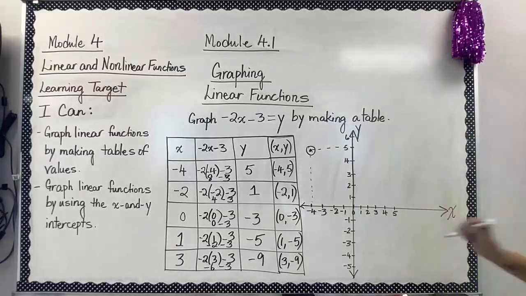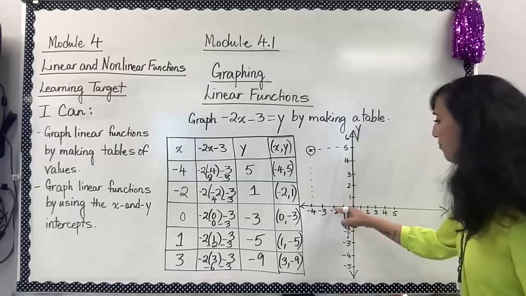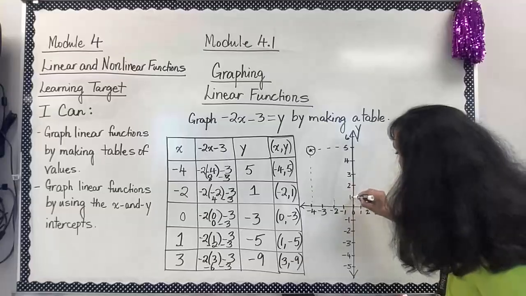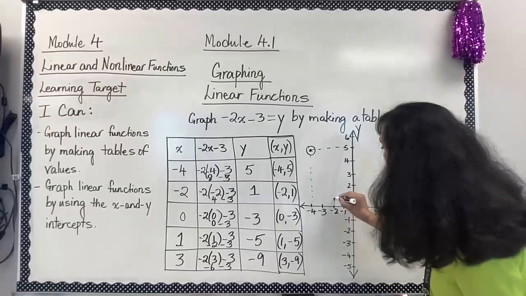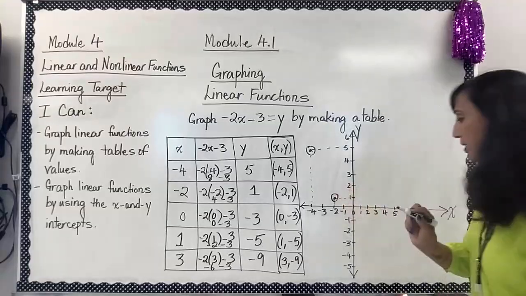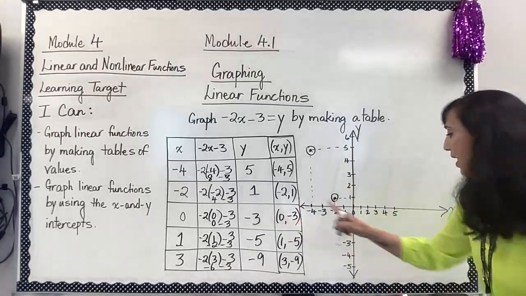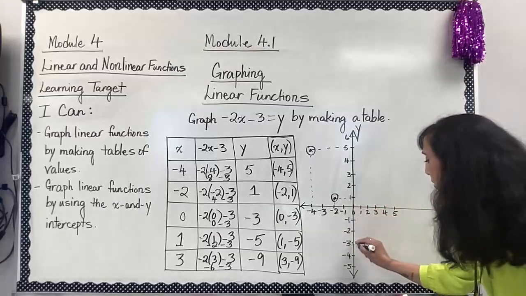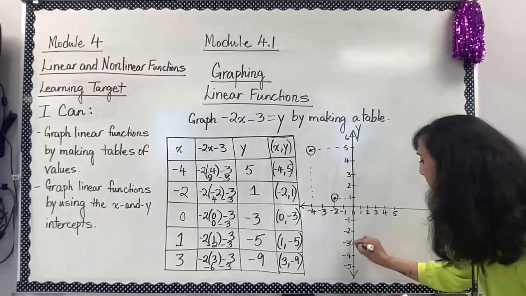Okay? Then it's saying when x is negative 2, y is 1. So when I have negative 2 here, y is 1. So here is my other point. Then it's saying when we have x is 0, y is negative 3. So this is also the y-intercept.